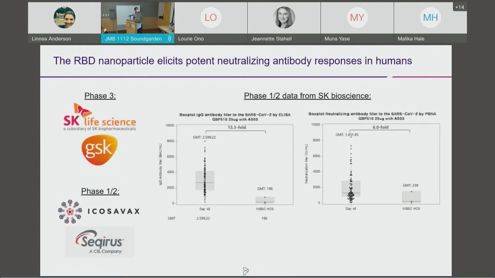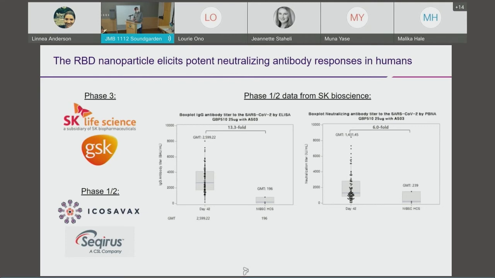So this vaccine is in 2 clinical trials, a phase 3 at SK Bioscience and a phase 1/2 at our spin-out company, Icosavax. I'm showing here data from SK from their phase 1/2 trial that showed, in terms of antigen-specific antibody and neutralizing activity, significant increases over the NIBSC standard panel of human convalescent serum. And so these are quite potent responses, and the vaccine also looks safe. So this one is in phase 3 and is advancing rapidly.